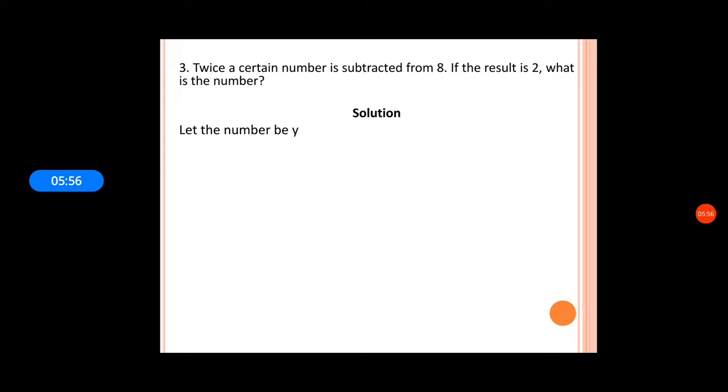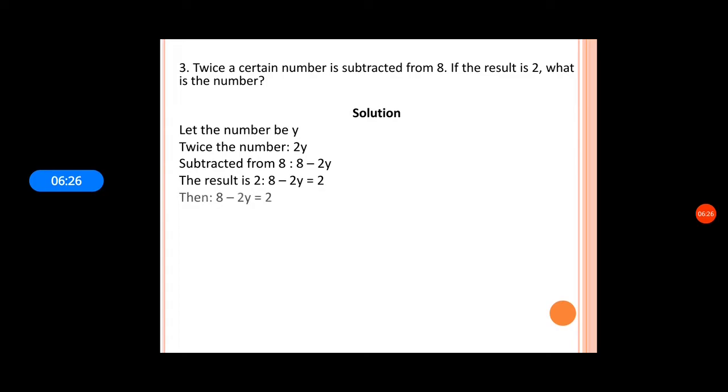Let the number be y. The unknown number is y. Twice the number means 2 times y, which is 2y. Subtracted from 8: it is twice the number that is subtracted from 8, not 8 subtracted from twice the number. So that's why we have 8 minus 2y. Then the result is 2. So we now have the equation 8 minus 2y equals 2.